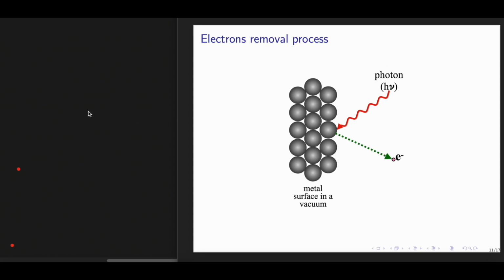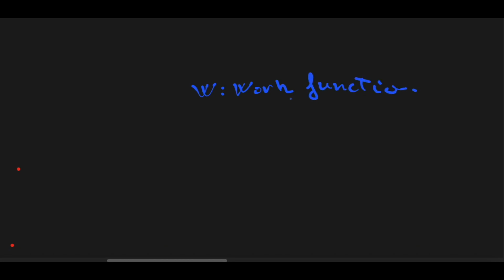So here we have the electrons that are bound to the metal surface by an energy that we call W, also called the work function. So this work function is the binding energy of the electrons to the surface. So if the energy of a photon, which is called E, is at least equal to this energy, we can have an electron that will be dislodged from this metal surface.